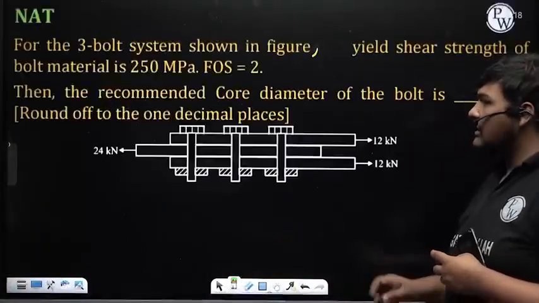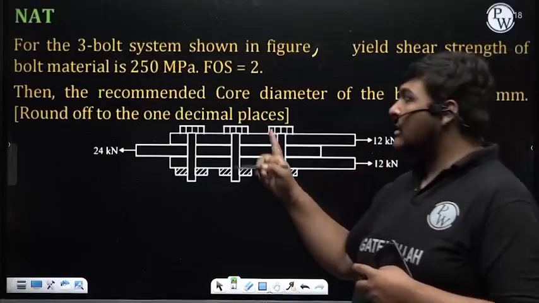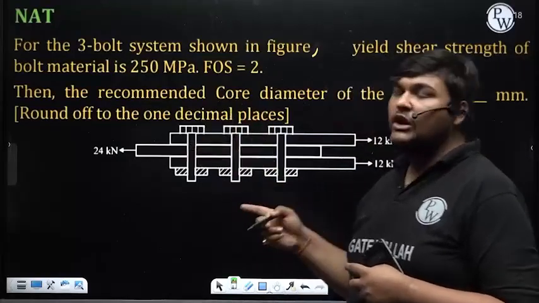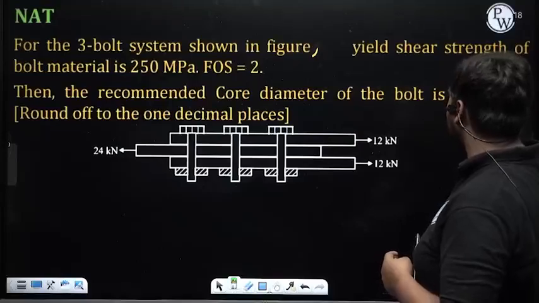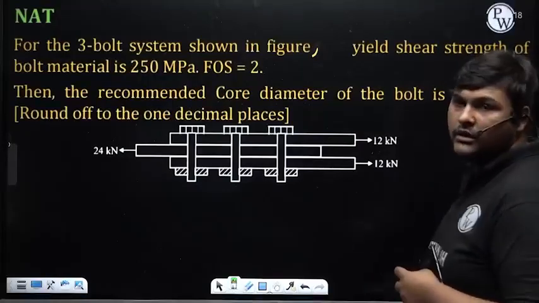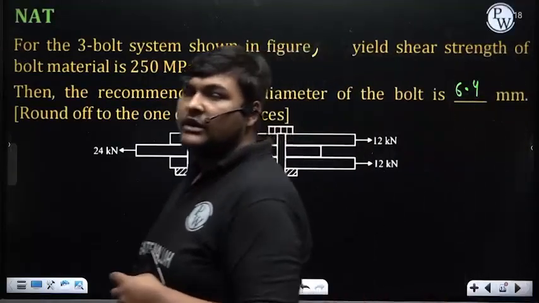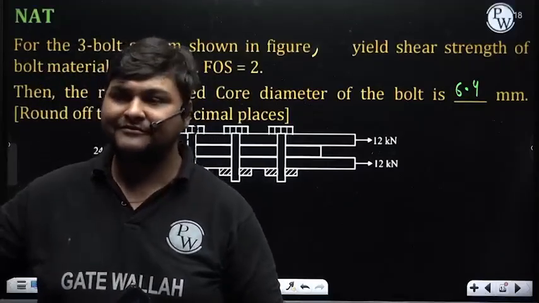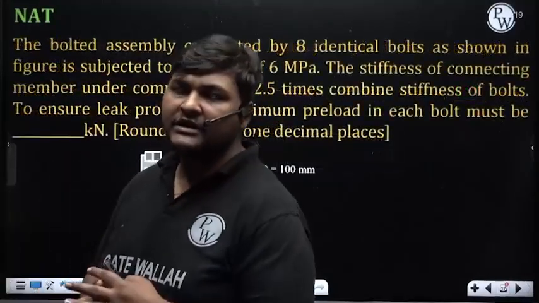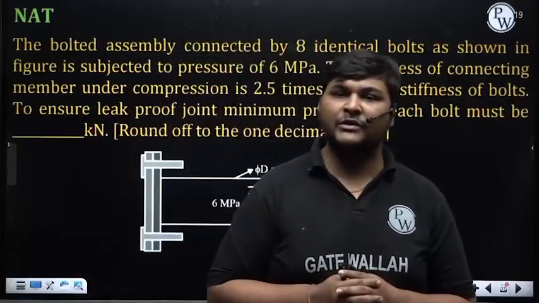6.383 mm. Now final answer we have to give round off to 1 decimal place. So up to round off to 1 decimal place, correct answer will be 6.3 or 6.4. So correct answer for this question is 6.4 mm. So student, now we'll discuss the solution of this question. This is numerical answer type question.